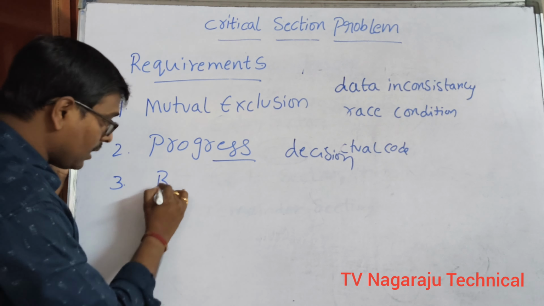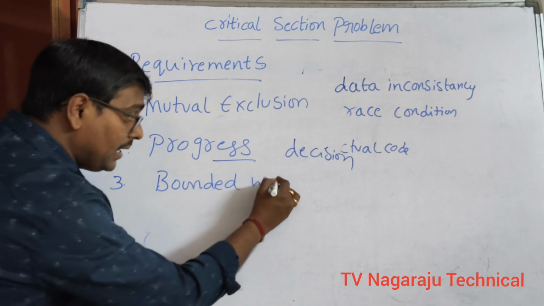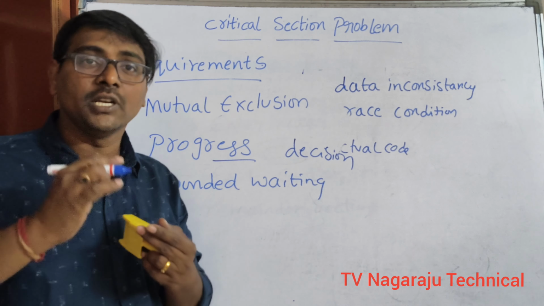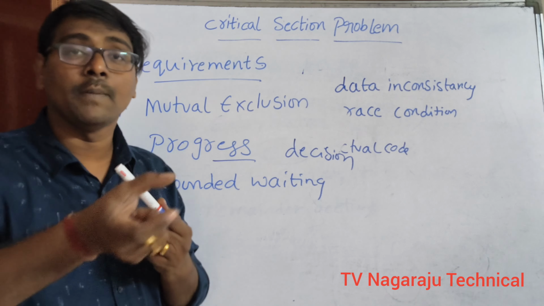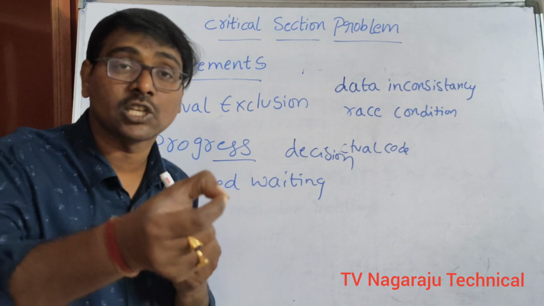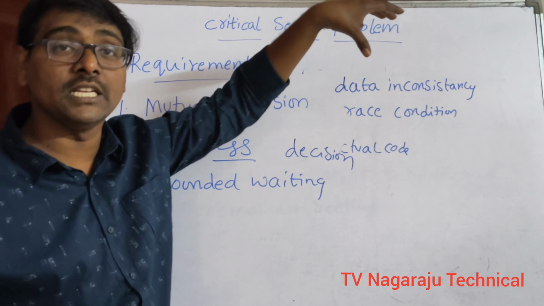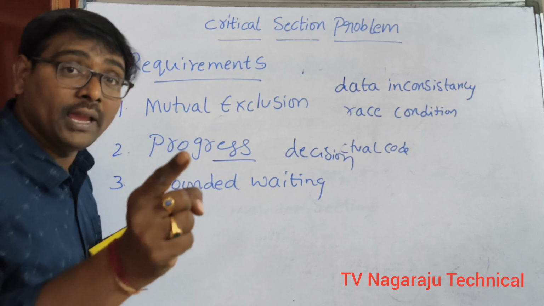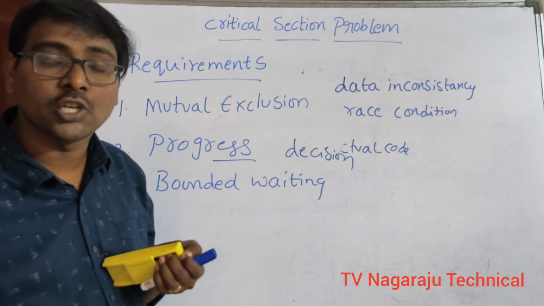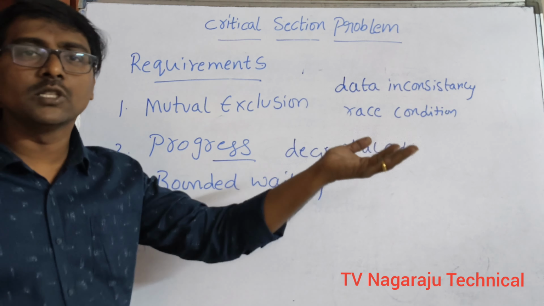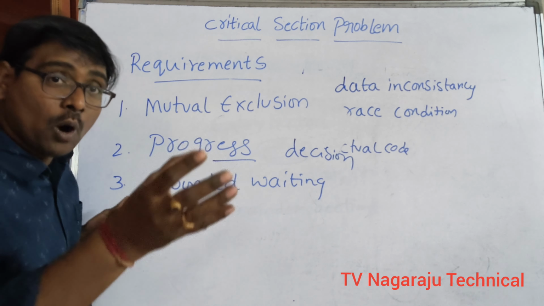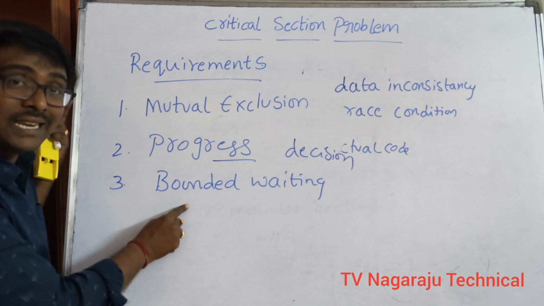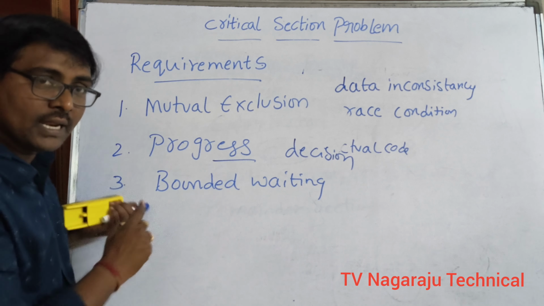And the third one is bounded waiting. The name specifies bounded. That means the solution must specify how much time a process needs to wait to enter the critical section, or how much time a process may execute in the critical section. You need to mention that time limit. Why? To avoid the problem of starvation. If you are waiting continuously, it leads to starvation. If you want to design any solution, it must satisfy these three requirements: mutual exclusion, progress, and bounded waiting.